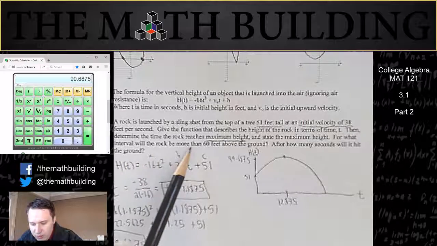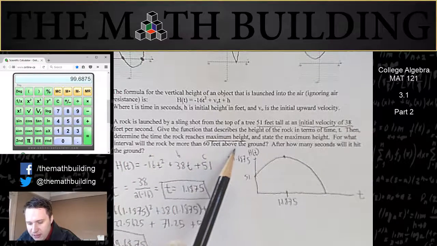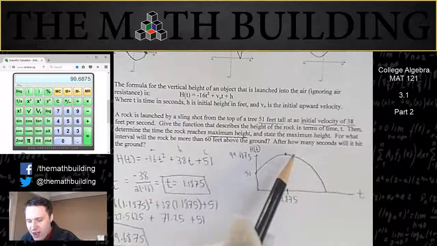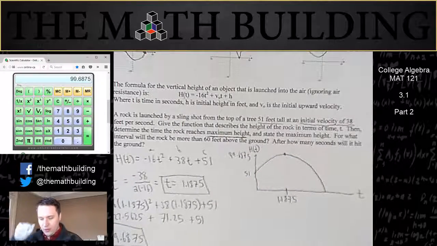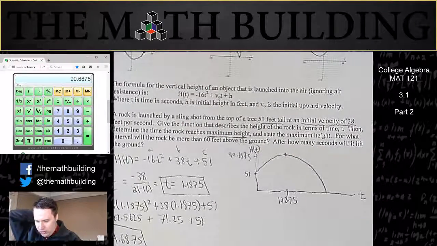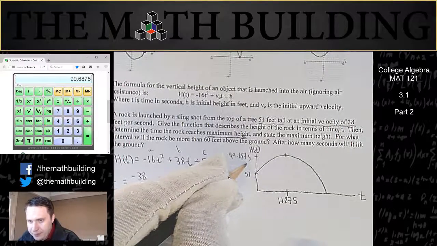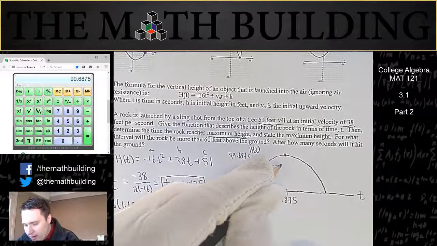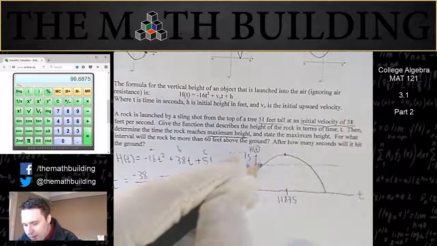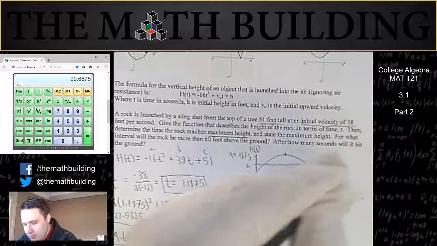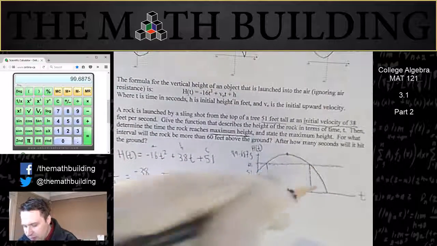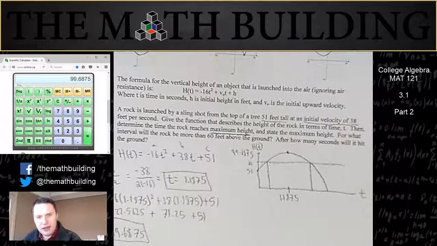For what interval will the rock be more than 60 feet above the ground? And finally, after how many seconds will it hit the ground? Well, these are two interesting questions. So here's 60. 60, I don't know, will be about here. So they want to know, for what interval of time will we be above 60 feet? Do you see that? So they want to know this time here, and they want to know this time here. So that's going to be kind of tricky.